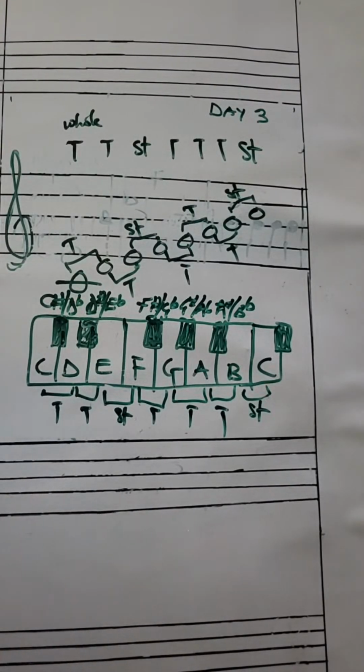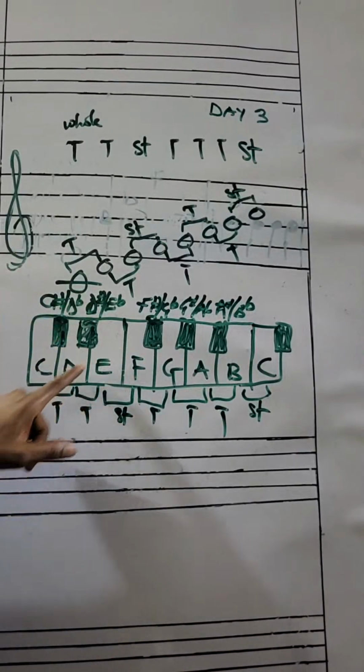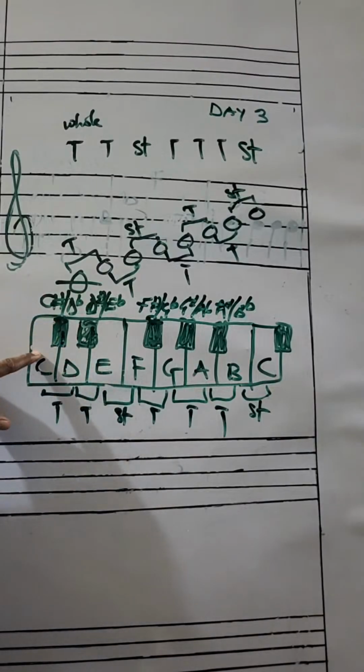So let's digress further to other keys. But for today, I want you to note that there is a tone between C and D, a tone between D and E. Why is it a tone? A tone has two steps. So for you to go from C to D, you have to move 1 and 2. You can see I moved twice.